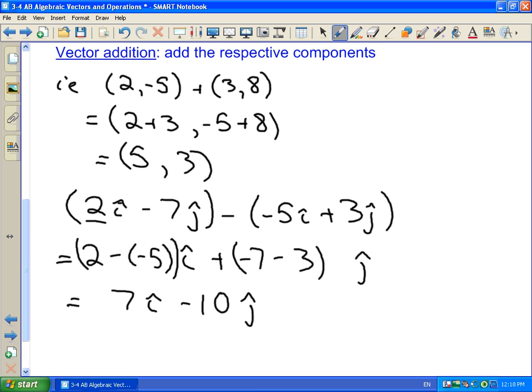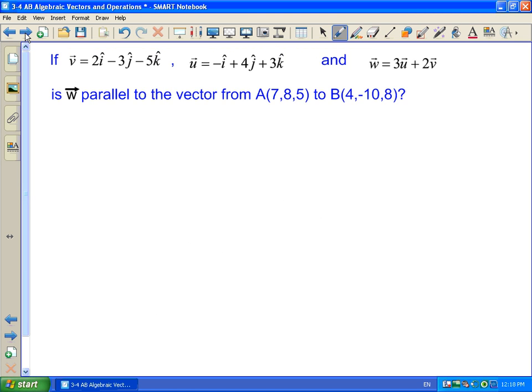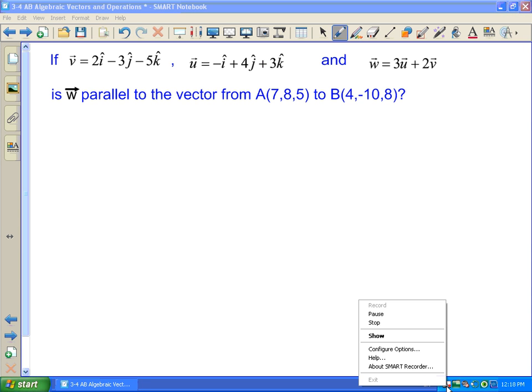So let's try a tricky question here to illustrate some other sorts of things that we might want to do with these vectors. So I'll just give you a second here to jot this down.